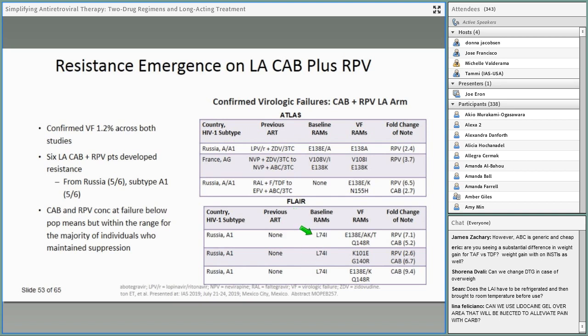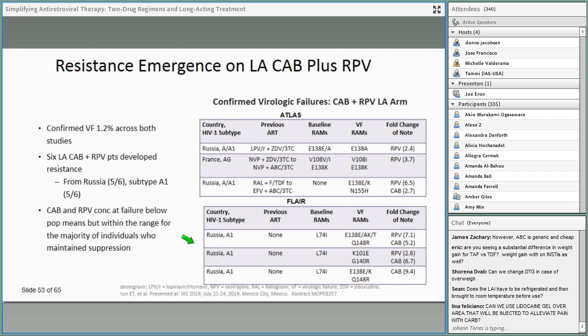In FLAIR, patients were, remember, only suppressed for 20 weeks when they switched. They did have this baseline integrase mutation that's actually a polymorphism, especially in subtype A1. But they did develop both integrase resistance mutations and rilpivirine resistance mutations. So you can see maybe there's a slight difference between Atlas and FLAIR. Maybe it has to do with this subtype, which is very uncommon in the U.S., a little bit more common in Europe, though mostly in Eastern Europe, obviously.